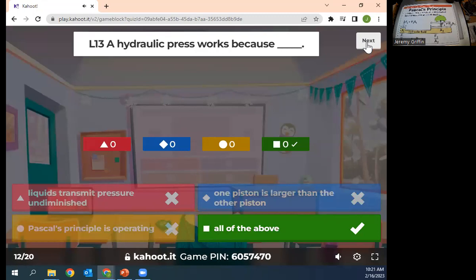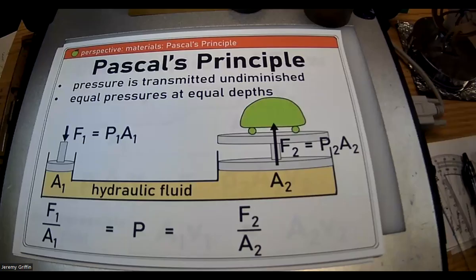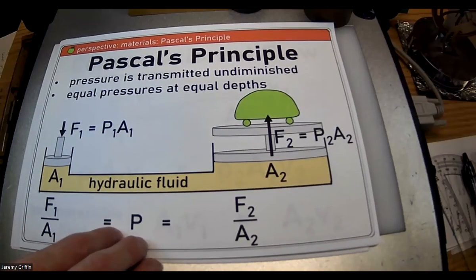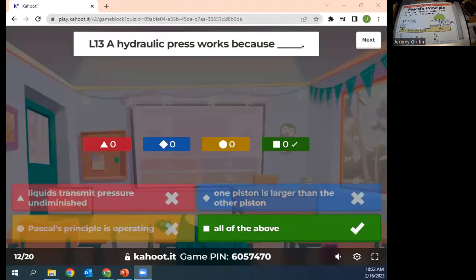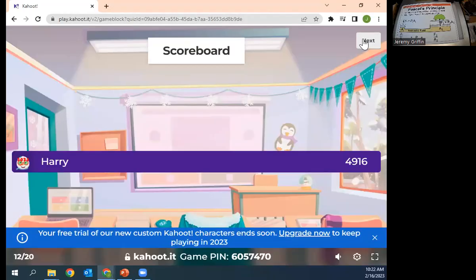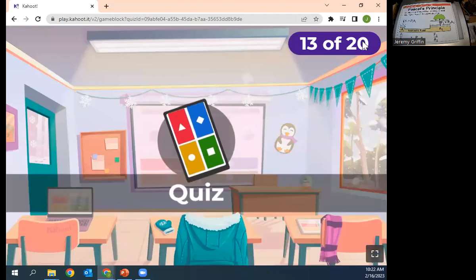Okay, so those are all true statements. You guys remember Pascal's principle? I'm gonna print this out eventually, and you guys saw this the other day on a PowerPoint. Different areas, same pressure, you get different forces. You can operate a hydraulic press or hydraulic lift, same idea. You get a mechanical advantage going.